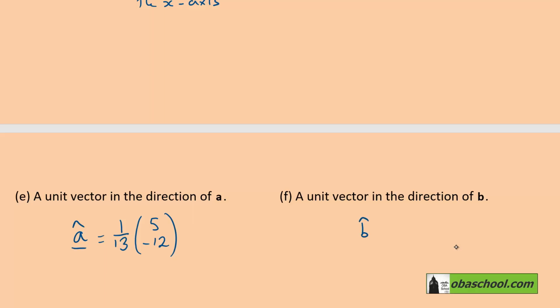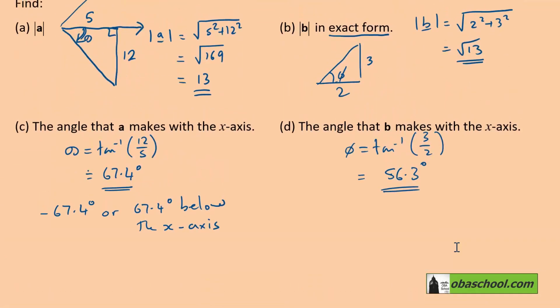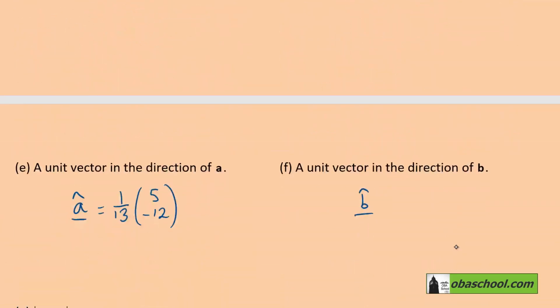We'll do the same sort of thing to form B hat here. Now that was the vector 2, 3. And we know that the magnitude was root 13. So if we do 1 over root 13, we should rationalize the denominator there and write that as root 13 over 13. Remember, multiply top and bottom by root 13. And that would be our unit vector in the direction of B.